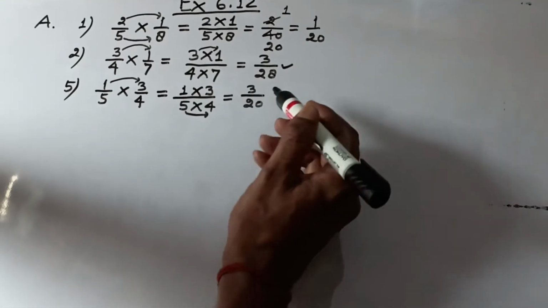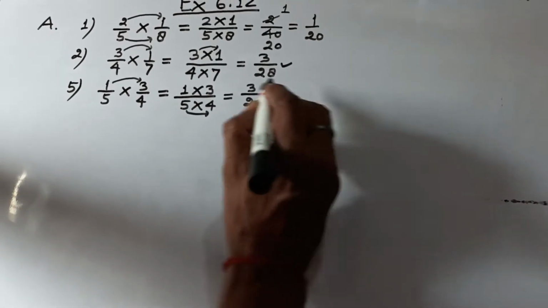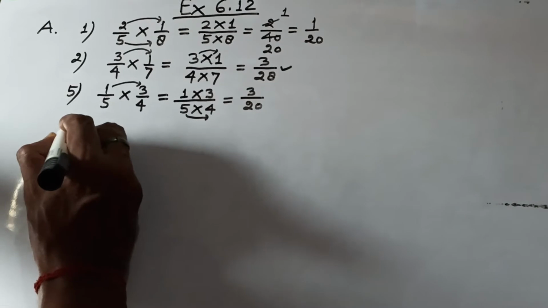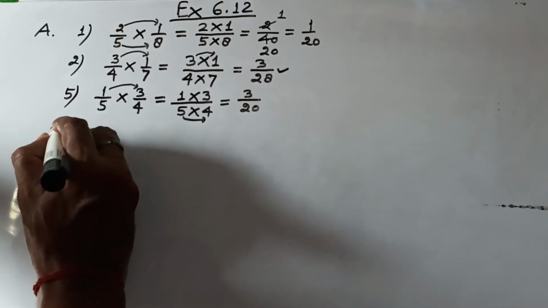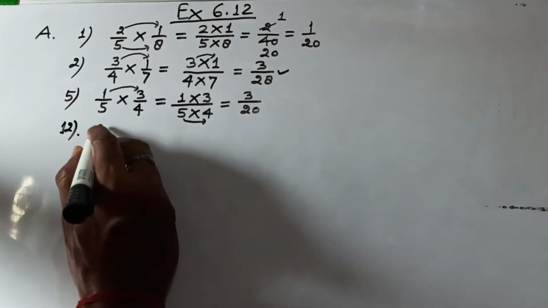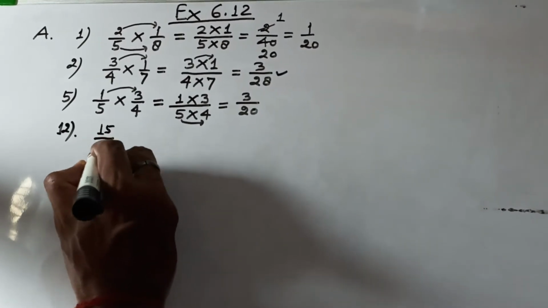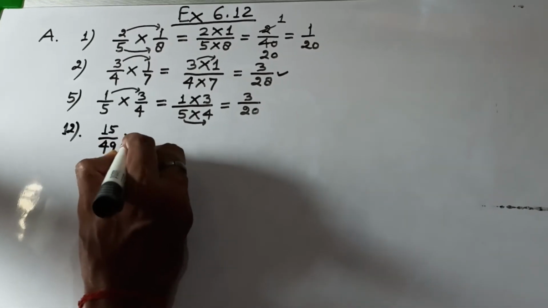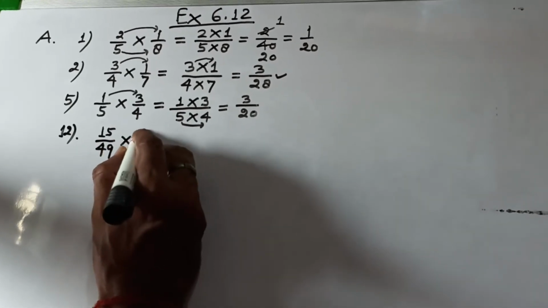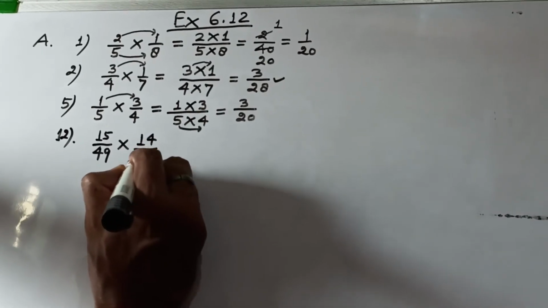Now remaining parts are your homework. I am telling you 12 part. You try to do other parts because all parts are same. 12 part, you see 15 upon 49 into 14 upon 45.